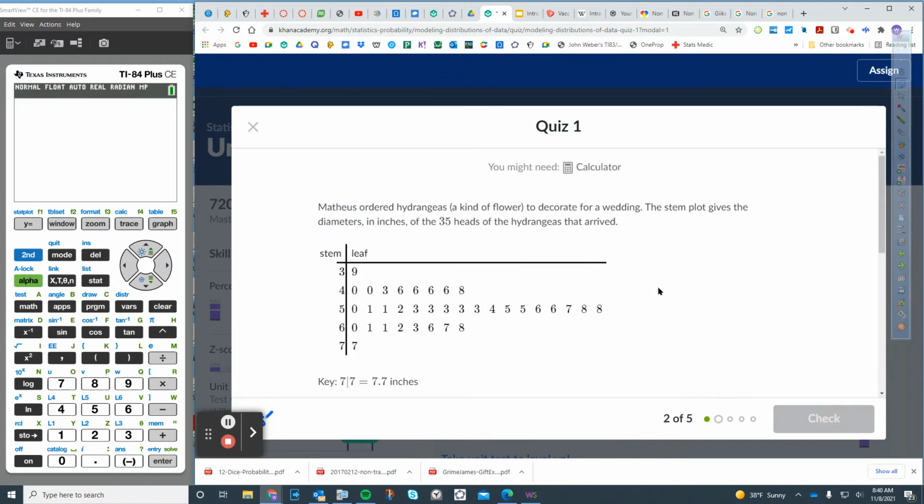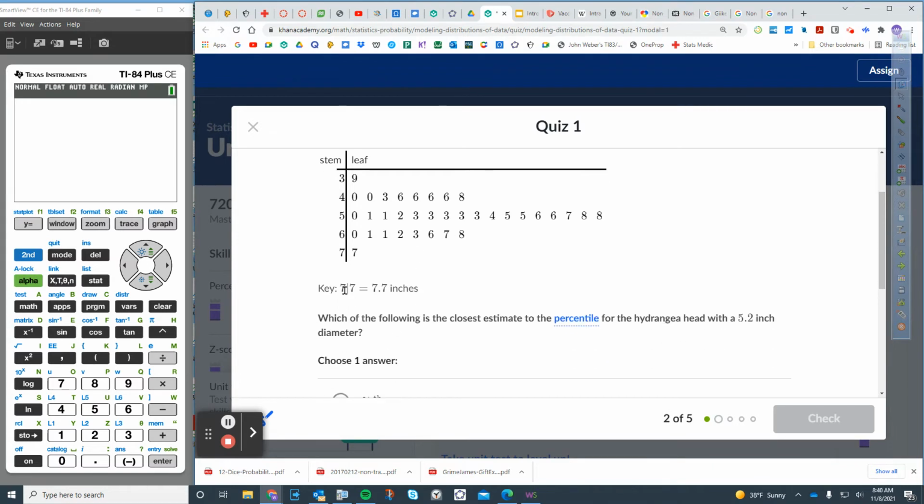Okay. So Matthias ordered hydrangea, a kind of flower, to decorate for a wedding. Apparently, that must be a very special type of flower for a wedding. The stem plot gives the diameters in inches of the 35 heads of hydrangea that arrive. So that's the distribution, the stem plot. 7 and 7 is 7.7. So this 6 and the 0 will be 6.0 inches. This 6 and this 8 will be 6.8 inches.